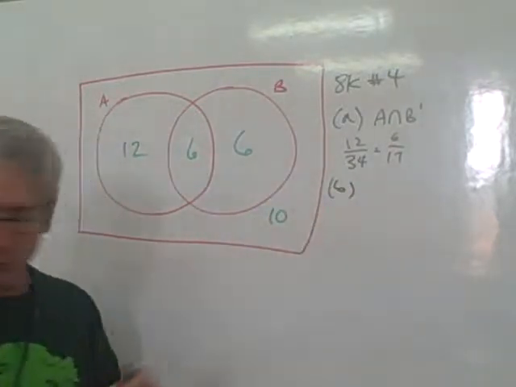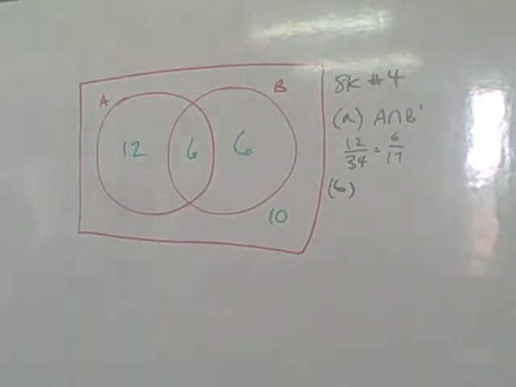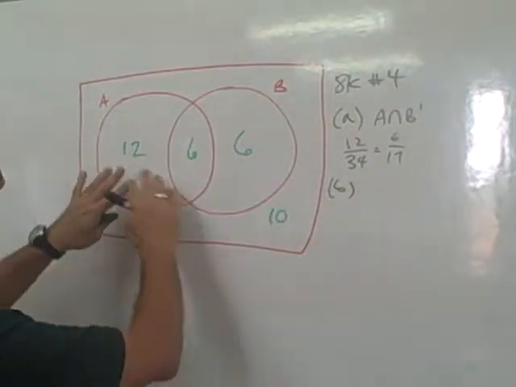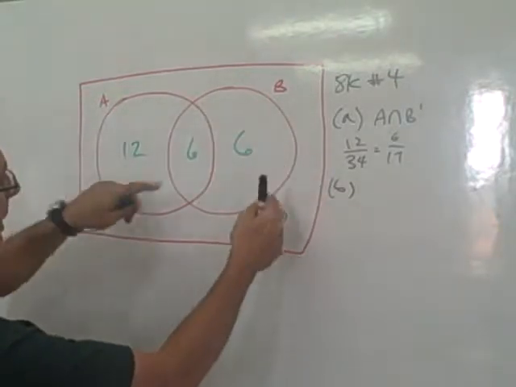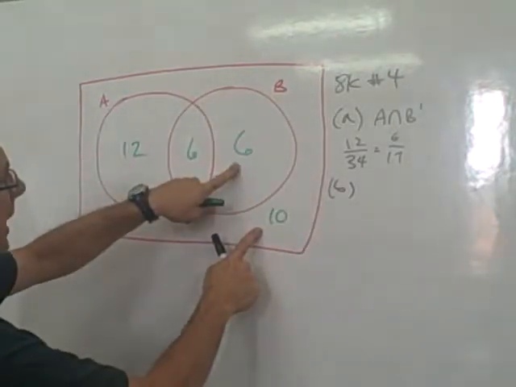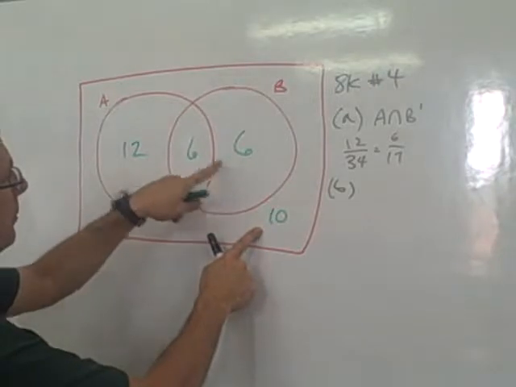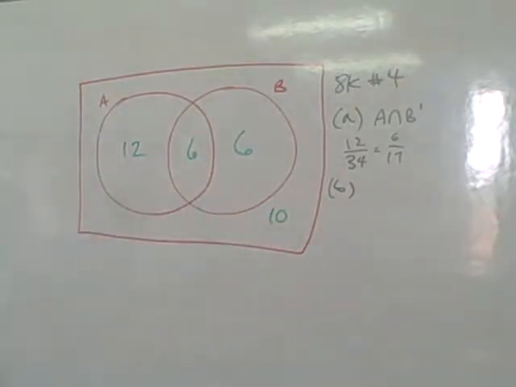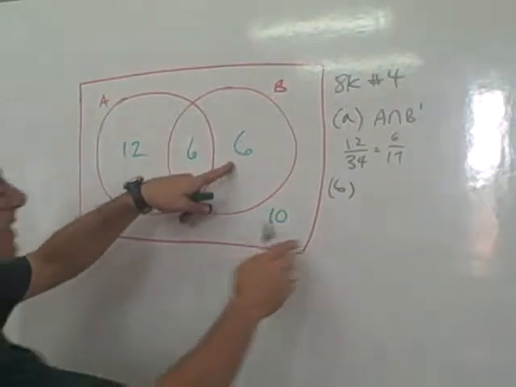Okay, let's look at the next one. What's B say? B says what's not in A and not in both. All right, so it's not in A and it's not in both. So if it's outside of A, that includes these two. And it's not in both, well, it won't be in both either if it's outside of A. So that'll be these two put together. That'll be the 10 and the 6.